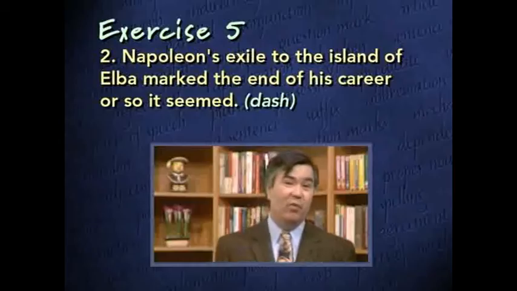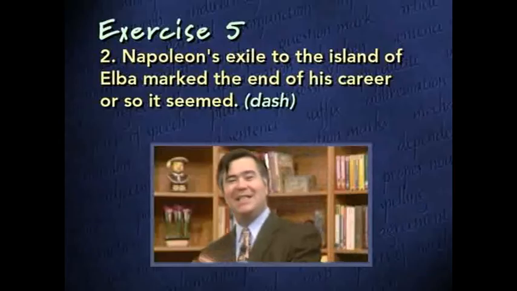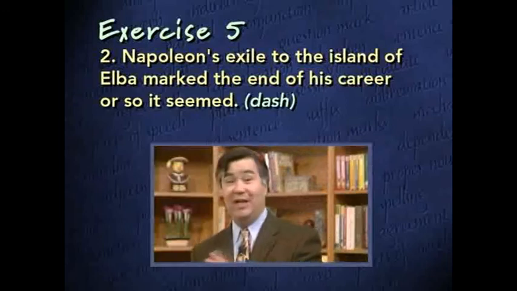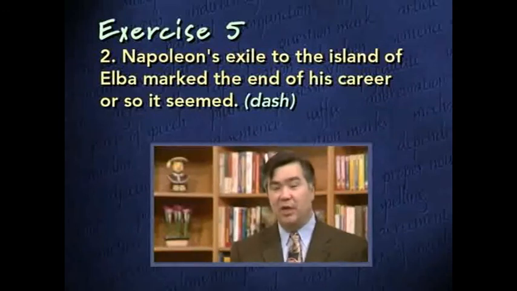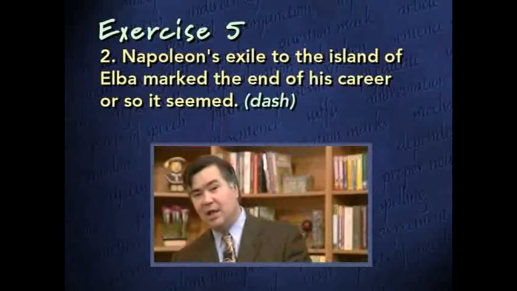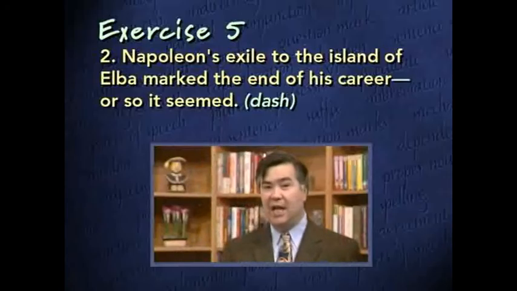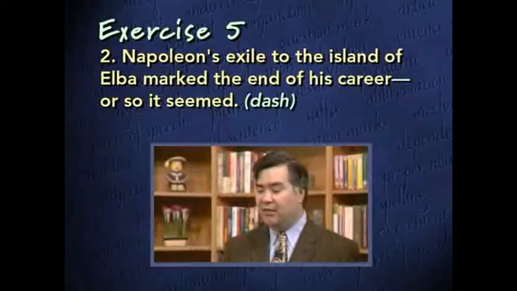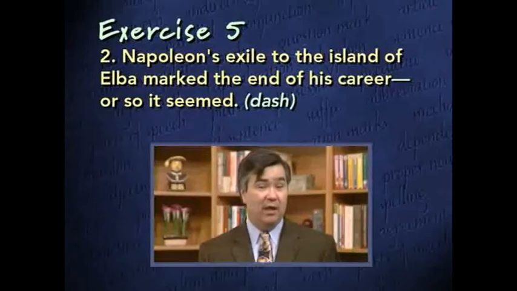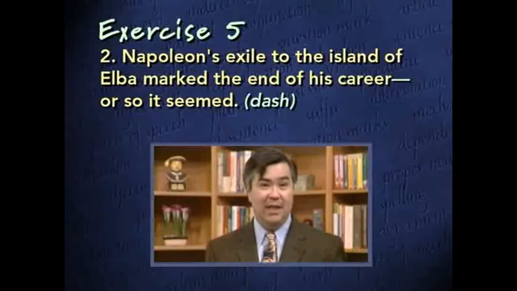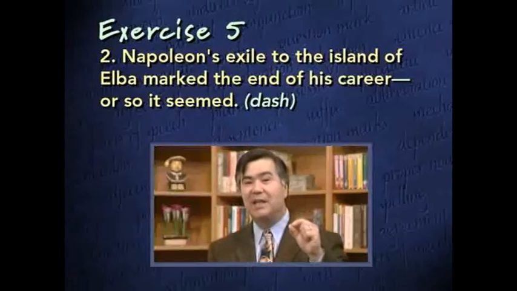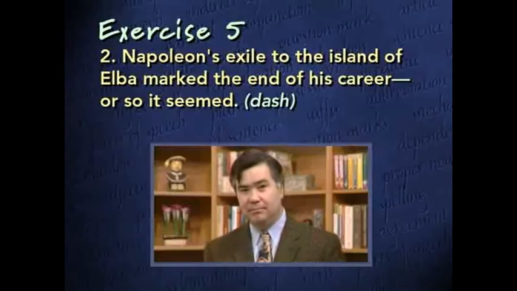When we read those 4 words, we realize that the sentences that follow are going to tell us about how Napoleon actually started his career again after being exiled to Elba. So there is a sudden break in meaning there, and that's where we would insert the dash. So the sentence could now read, Napoleon's exile to the island of Elba marked the end of his career, dash, or so it seemed. The dash alerts the reader, aha, a sudden unexpected change is happening.